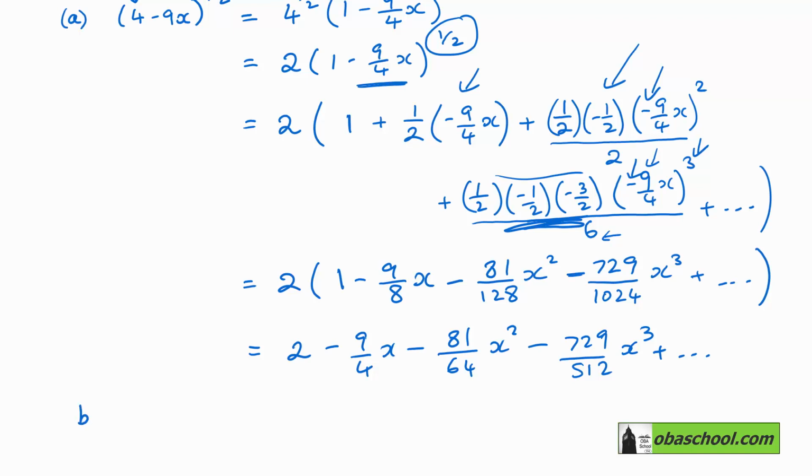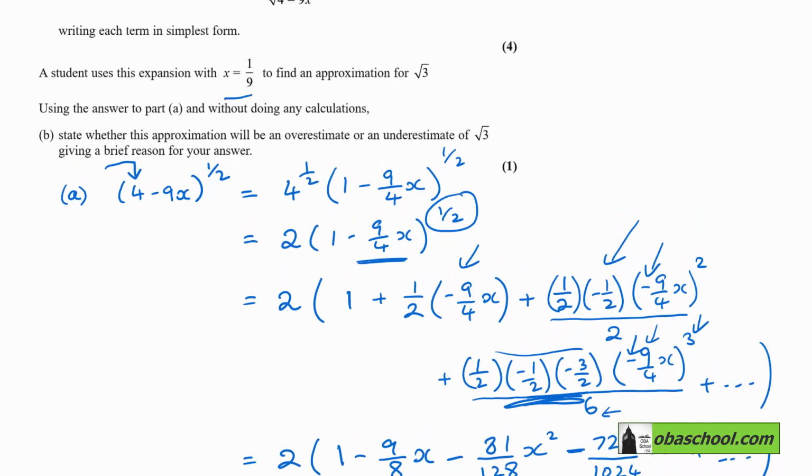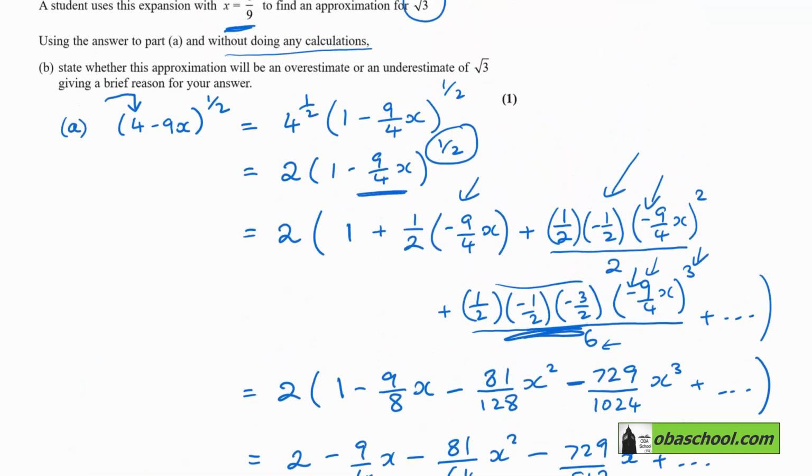Now let's go back and look at part B. A student uses the expansion with x equals 1/9 to find an approximation of root 3. Using the answer to part A and without doing any calculations, state whether the approximation will be an overestimate or an underestimate of root 3, giving a reason for your answer. Well, it's going to be an overestimate, and let's explain.